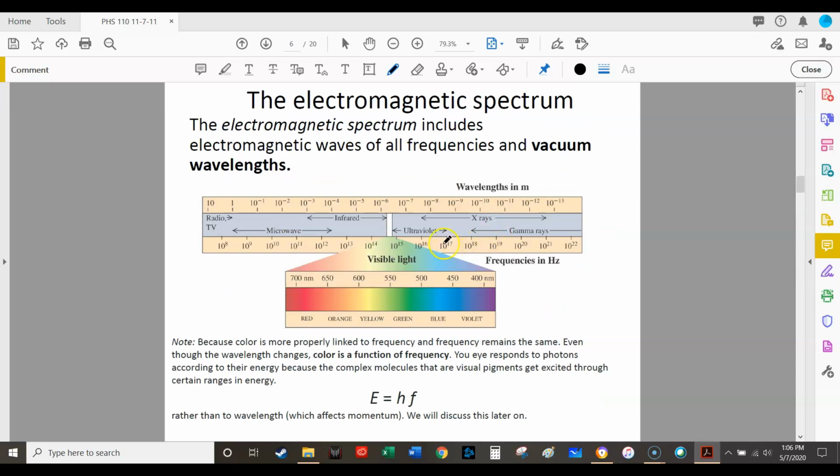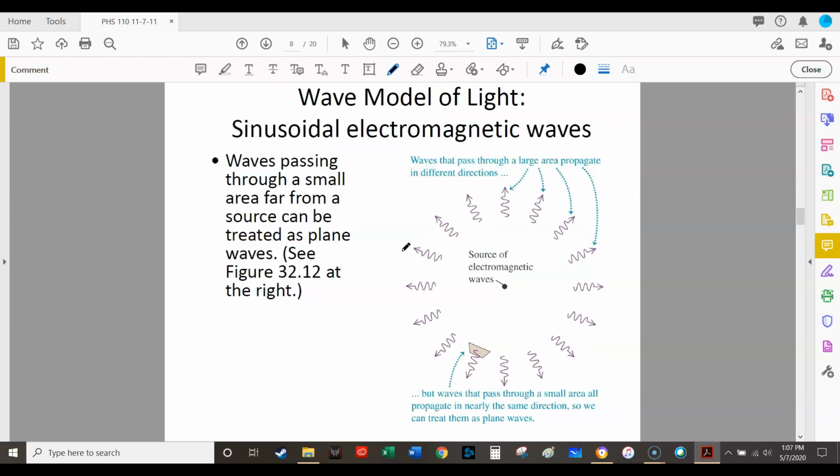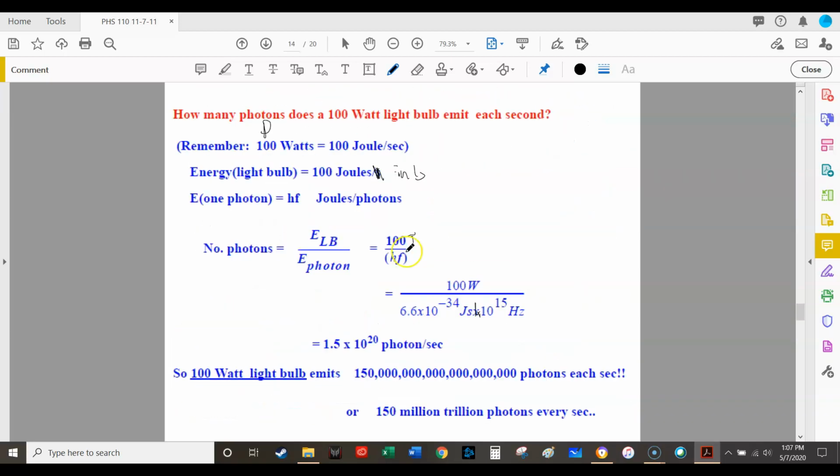So this 10 to the 15th hertz is basically the visible range of light. So it's 1 times 10 to the 15th hertz. This right here is the frequency of the band of visible light that we're seeing, right?